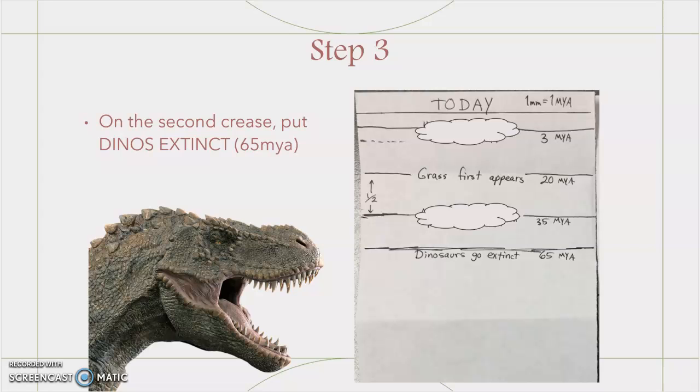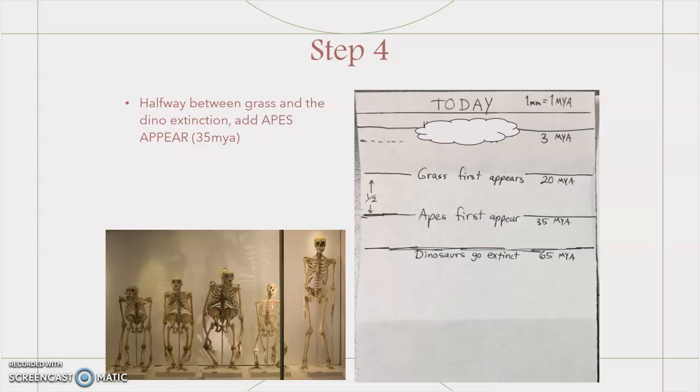On the second crease, you are going to put dinosaurs go extinct. That happened 65 million years ago. Okay. And remember, pause as often as you need to. Halfway between grass and the dinos, that's when apes were first appearing on Earth's surface, at 35 million years ago.